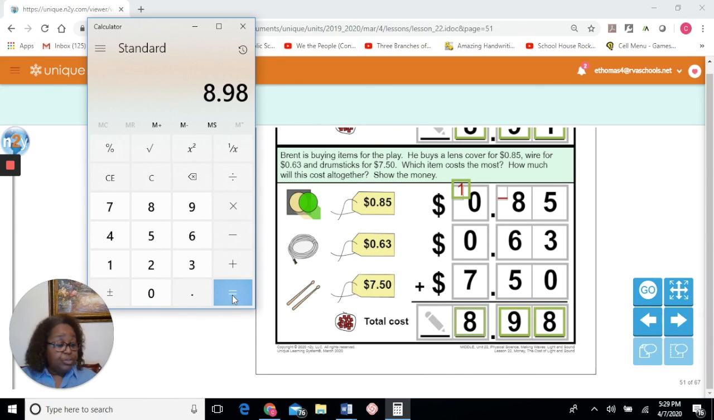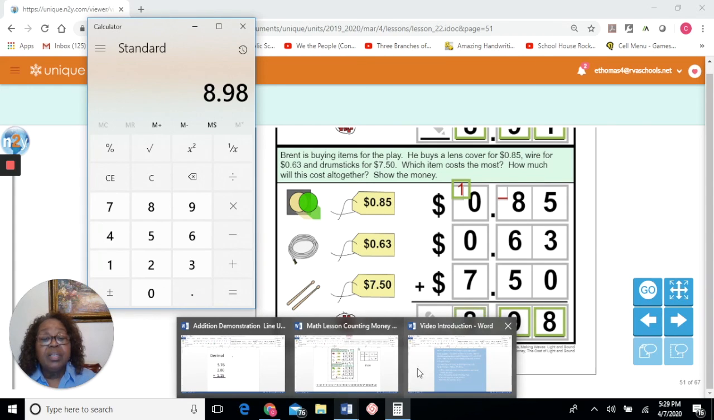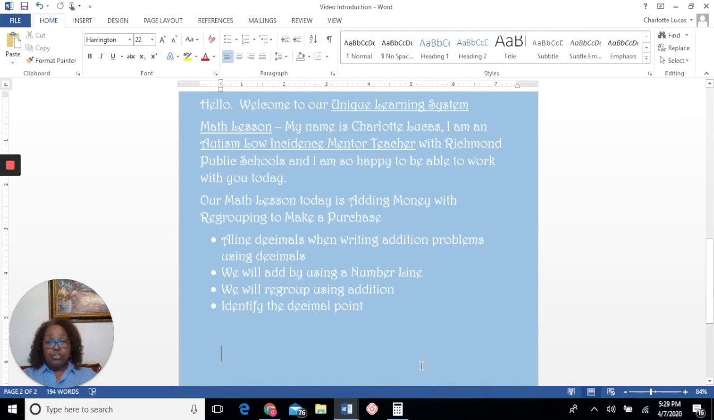I'm proud of you. You did a very good job. All right. Let's see. We've added these two problems together, and we did a very good job. We used the number line. Is that what we said we were going to do? Let's see if we did everything that we said we were going to do today.